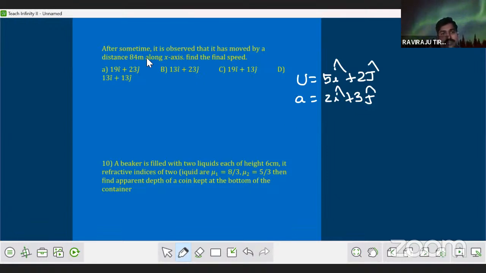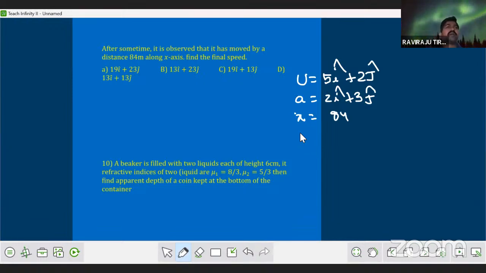After some time, it is observed that it has moved by a distance 84 meters along x-axis. Distance also you have to mention in terms of i cap and j cap, but they have given only the x component. So the x value only is given. But total displacement s means x i cap plus y j cap. Both components we should have there. But x is given how much? 84. Now the question is, find the final speed.